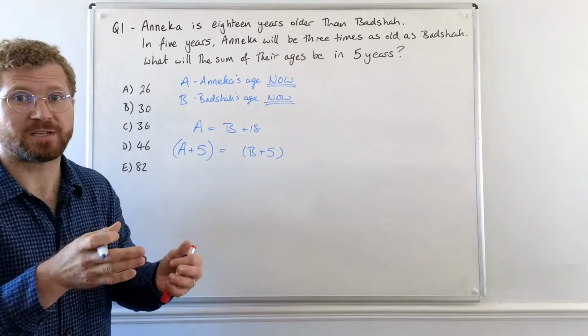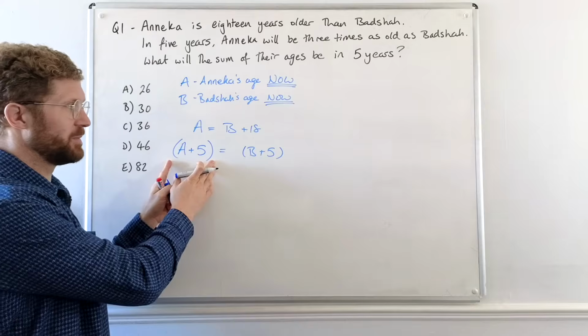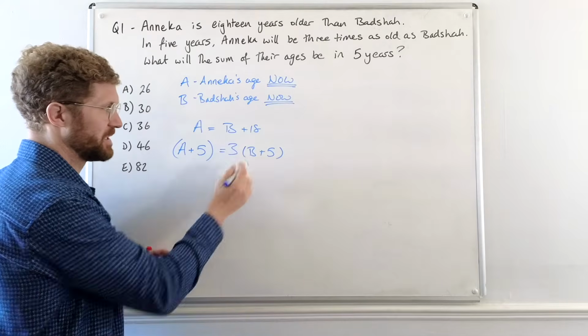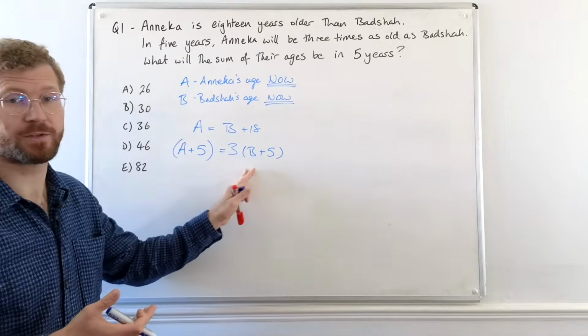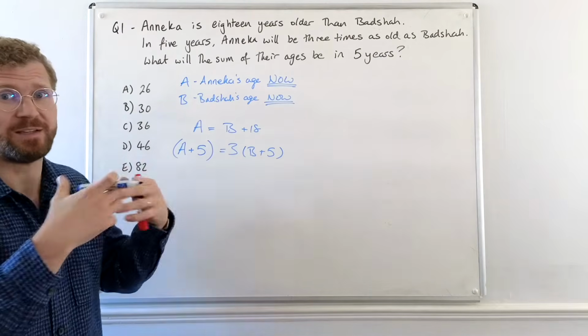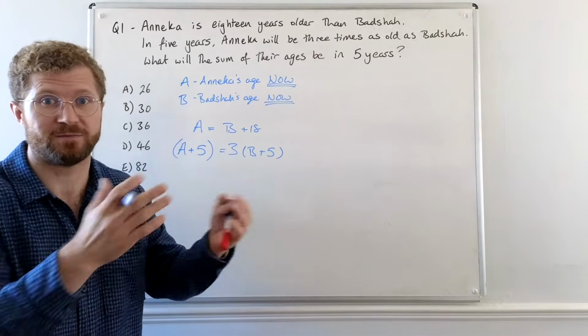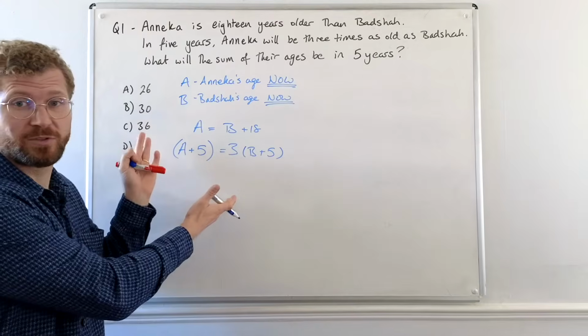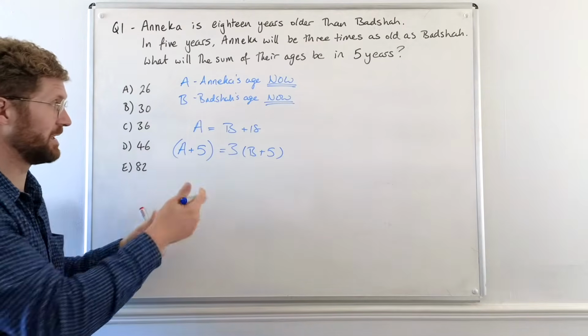Well, now that I've got these set up in 5 years' time, I can say that Annika's age in 5 years' time will be 3 times what Badger's age in 5 years' time is, and I can get this second equation, A plus 5 is equal to 3(B plus 5). Now from here, I've got the two equations, and this is sort of the translation from text to algebra part of this question done. From here, it's just a case of going to solve this set of simultaneous linear equations, and we can go and do that now.